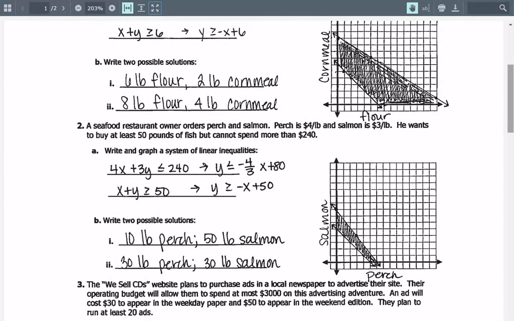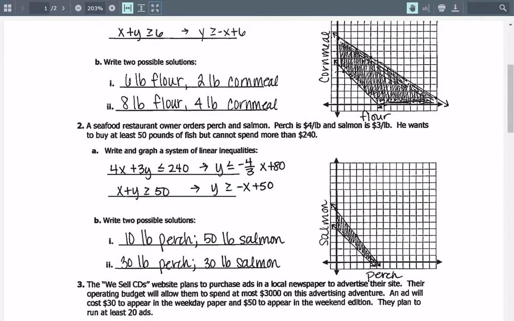The first equation is about money. Let's label our X and Y axis so we know what X and Y represent. The two things that we're looking for are pounds of perch and pounds of salmon, two different types of fish. We've chosen to let X represent perch, and we've labeled the X-axis as perch. We've chosen to allow the Y-axis to represent pounds of salmon.